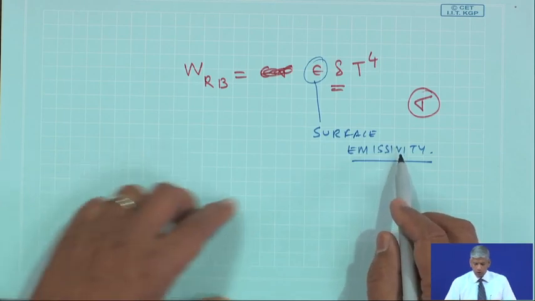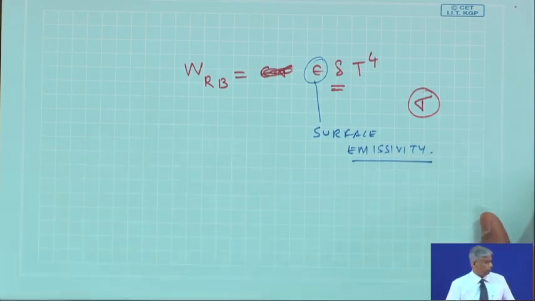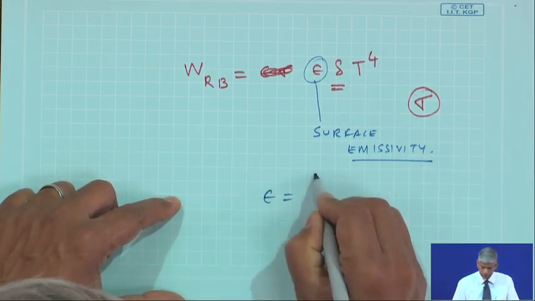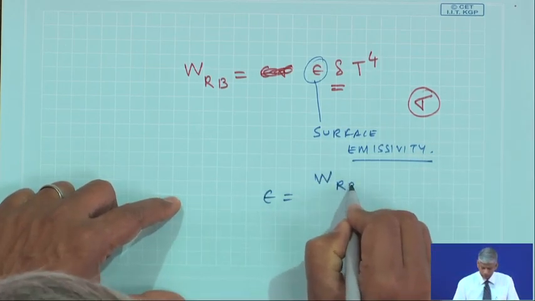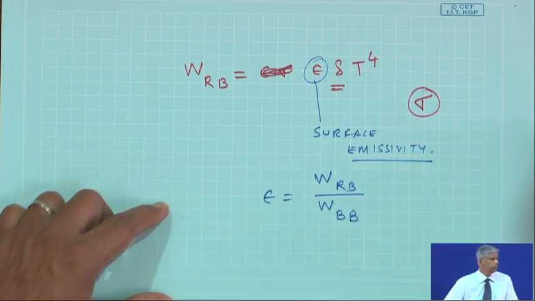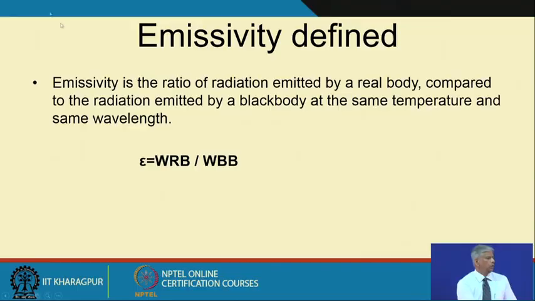So, now we will talk about emissivity. So, emissivity obviously will be nothing but the ratio of radiation emitted by a real body compared to the radiation emitted by a black body at the same temperature and same wavelength.